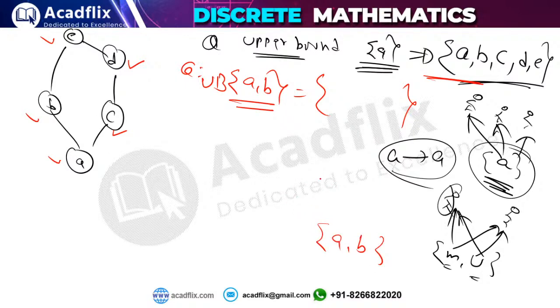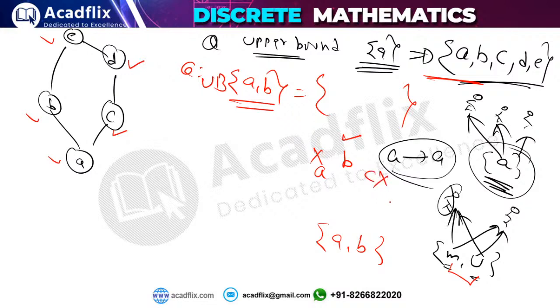See, the upper bound will not be A, because B is not related to A. Like Majnu is not godfather of Uday, Uday is not godfather of Majnu. Both are basically on the same level. Both are friends. They are not godfather of each other. So similarly, A will not be upper bound because B is not related to A. B will be upper bound because A is related to B, B is related to B.